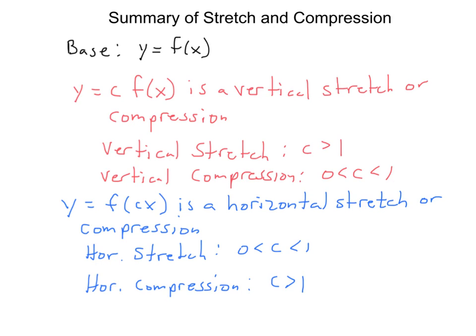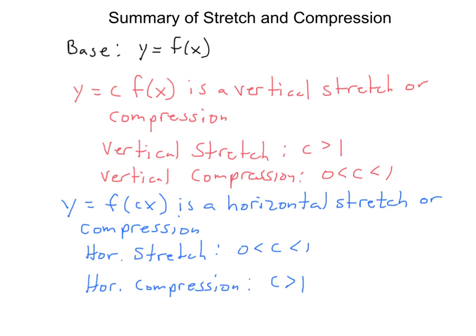Now, when c is greater than 1, it is a vertical stretch, and when c is between 0 and 1, it is a compression. In other words, when I multiply by something bigger than 1, I'm going to be stretching it out, and I think for a lot of people that makes sense. When I multiply by something between 0 and 1, like a fraction such as 1/2, that is going to be a compression. It's going to make it shorter. So that's the vertical stretch and compression.